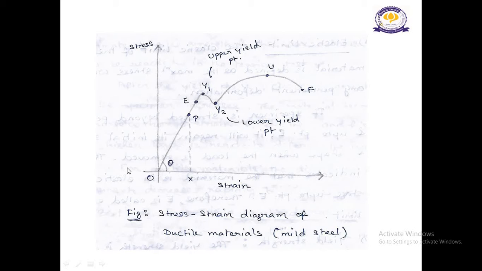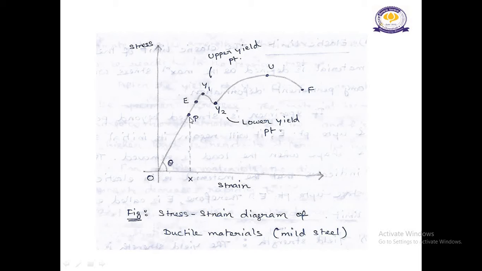It is observed from the diagram that the stress-strain relationship is linear from the point O to point P. OP is a straight line, and after the point P the curve begins to deviate from the straight line, as you can see in the diagram. So Hooke's law will be applicable here. And what is Hooke's law? Hooke's law states that stress is directly proportional to strain. Therefore, Hooke's law is applicable only up to the point P.